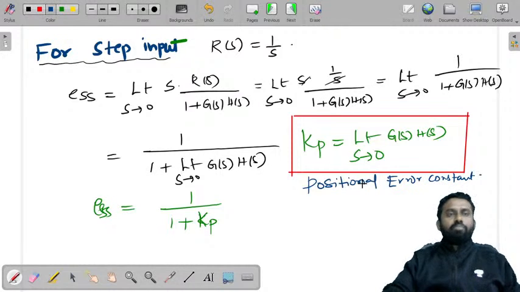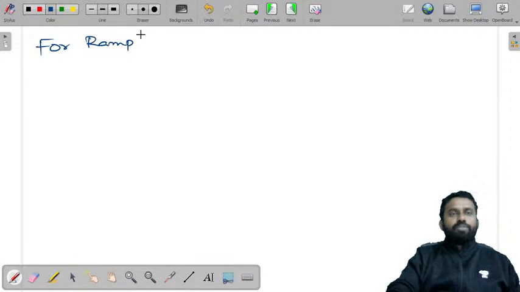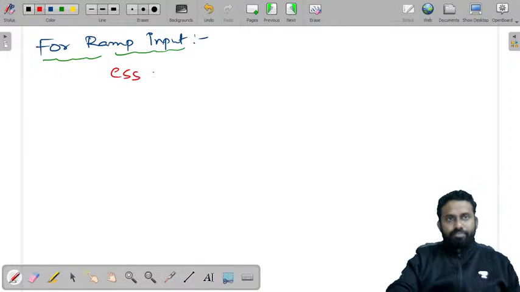Right? Similarly you can apply for ramp input. Now what do you get for ramp input? Just to check out for ramp input. For ramp input, what is r of s? You need to define r of s, that is 1 by s square.